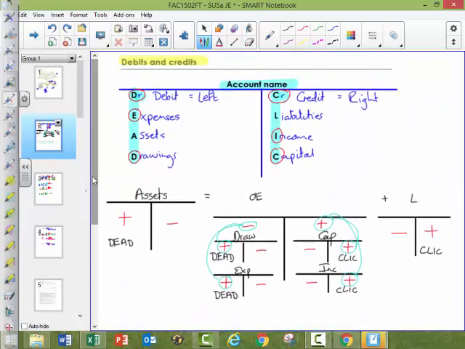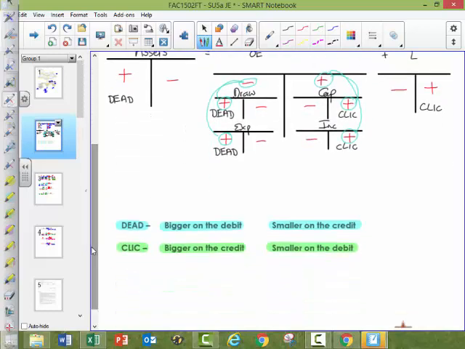All right, so I hope Dead and Click helps you, but if you don't know your assets and income and expense accounts, then Dead and Click's not going to help you at all. All right, and that's basically just hopefully assisting you with your debits and your credits.